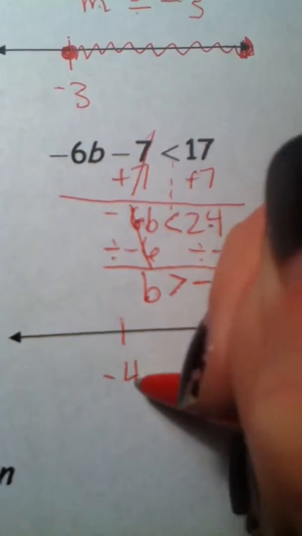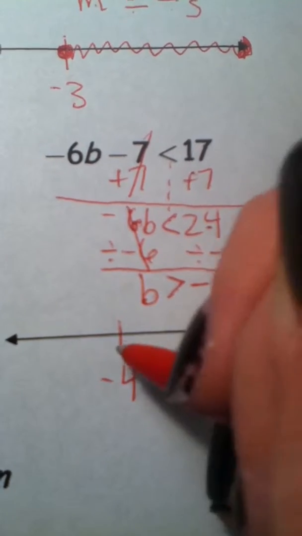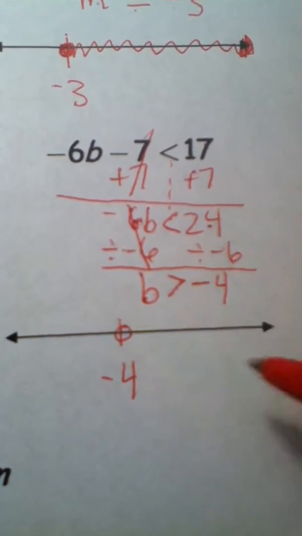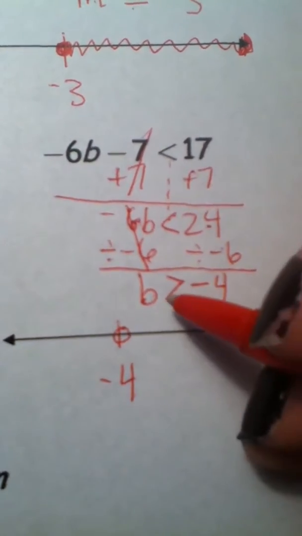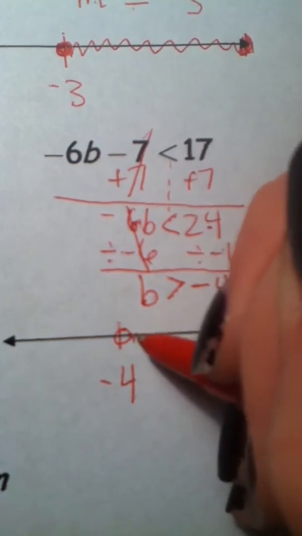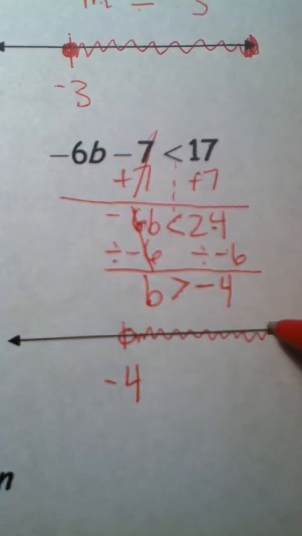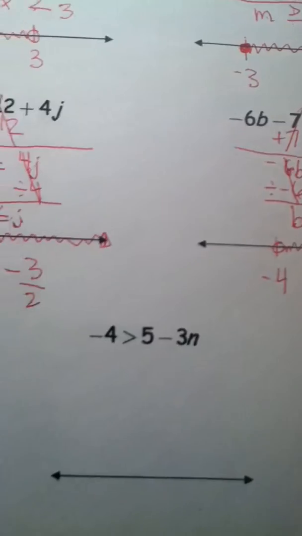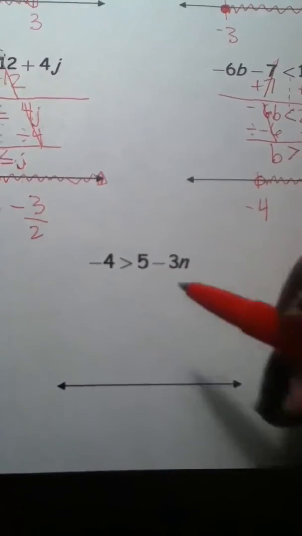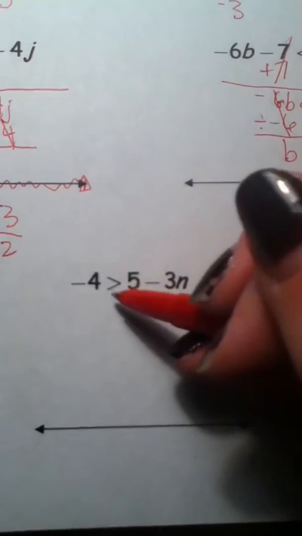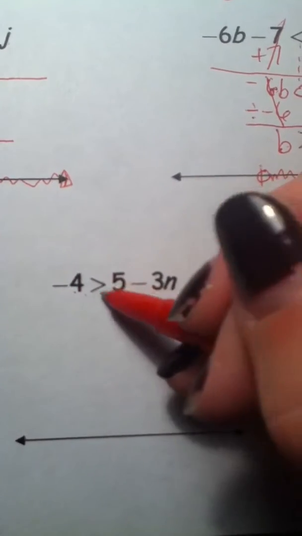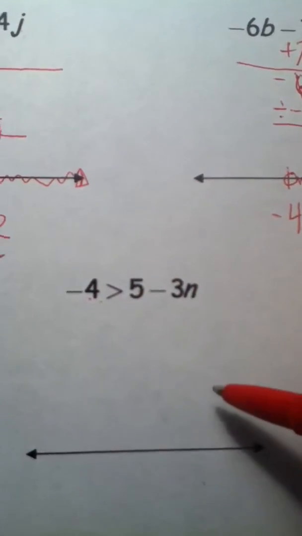So here's negative 4 on the number line. Open or closed circle? Open. B needs to be greater. Needs to be bigger than negative 4. So we go to the right. All right, last one on this page. We've got negative 4 is greater than 5 minus 3n.